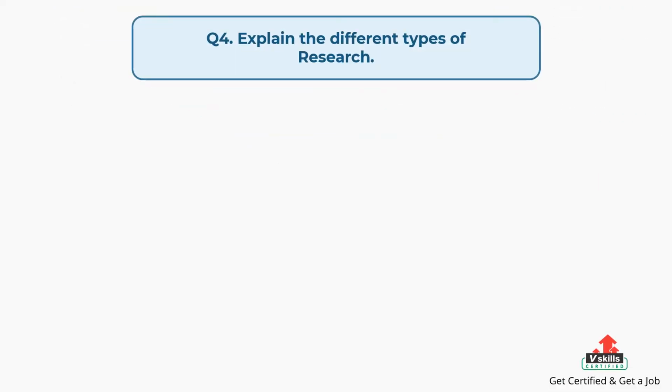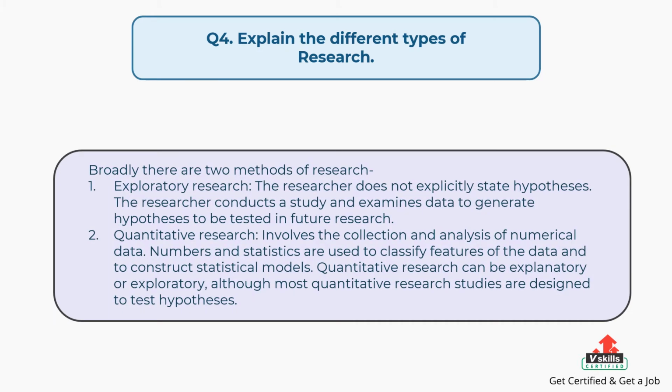Question number 4. Explain the different types of research. The answer is, broadly there are two methods of research. Exploratory research. The researcher does not explicitly state hypotheses. The researcher conducts a study and examines data to generate hypotheses to be tested in future research.